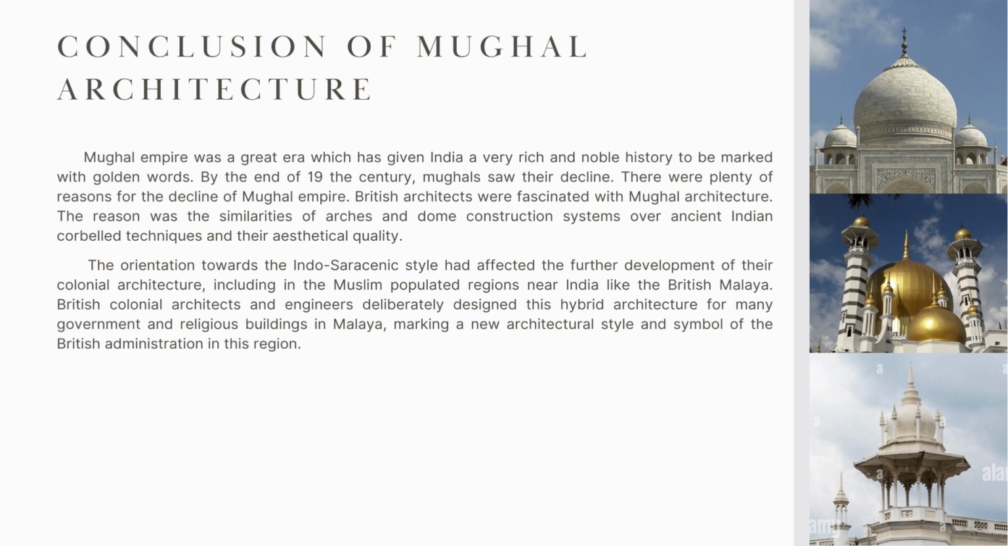British architects were fascinated with Mughal architecture. The reason was the similarities of arches and dome construction systems over ancient Indian corbel techniques and their aesthetical quality. The orientation towards the Indo-Saracenic style had affected the further development of their colonial architecture, including in the Muslim-populated regions near India like British Malaya.